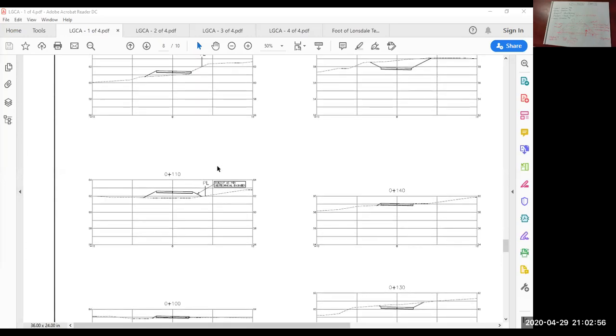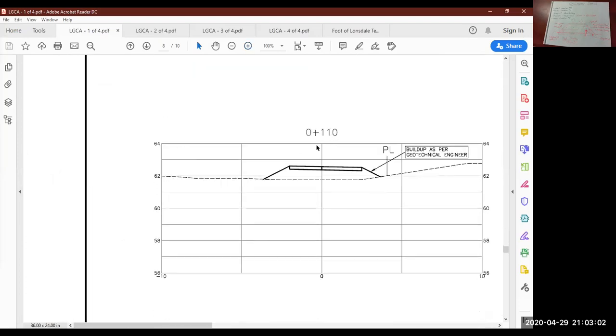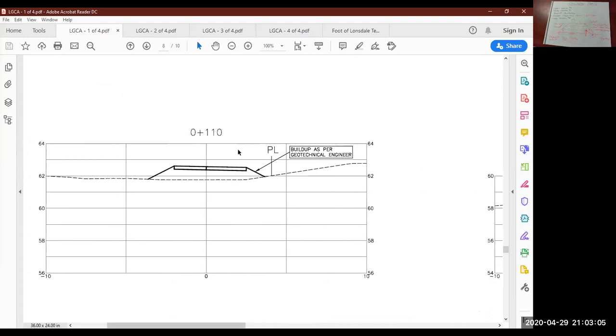So let's look at this one. I'm looking at station 0+110. This should look relatively familiar or similar to the typical fill cross section that I drew up earlier in class. I drew it in red. Again, I posted that to the news feed. So what do you do here? The first question is asking you to determine how much fill is required to build the access road and how much cut or excavation is required to build the access road.